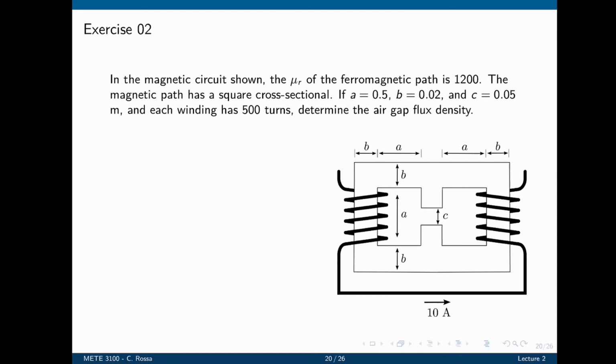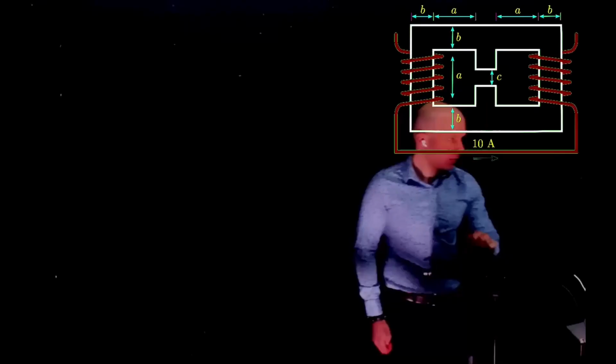So the first step to solve this would be to create an equivalent circuit that can be represented like an electrical circuit, where the resistances are the reluctance, the flux is the current, and the input voltage is the Ni, the magnetomotive force. All right, so let's do this one.